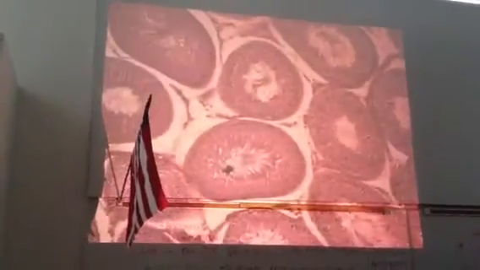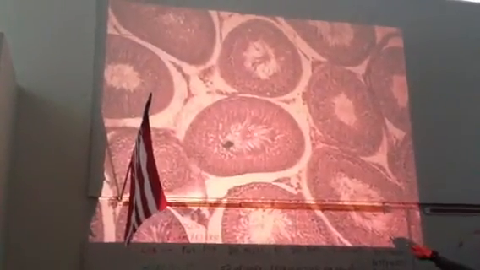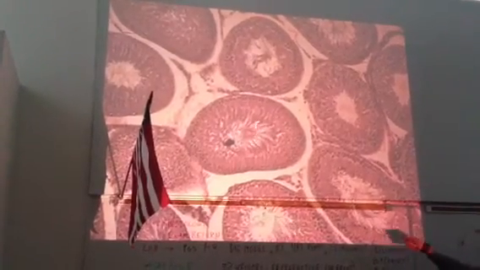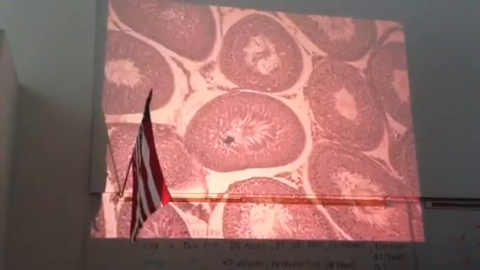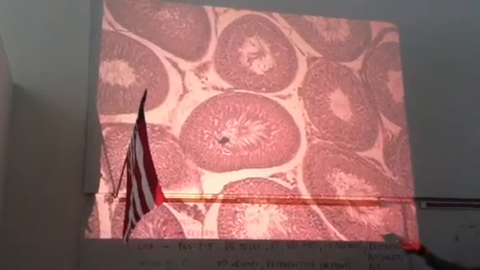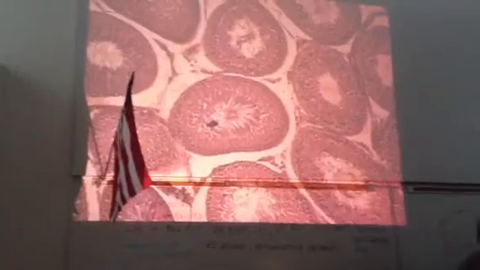And that's the lumen of the seminiferous tubule right here. The dark profiles that we see sticking to the inside, those are the tails of the sperm cells. So the head of the sperm cells is sitting out here, and it's being nourished by a cell that's called the Sertoli cell. I won't try to point it out to you, but I'll talk about it in the lecture.